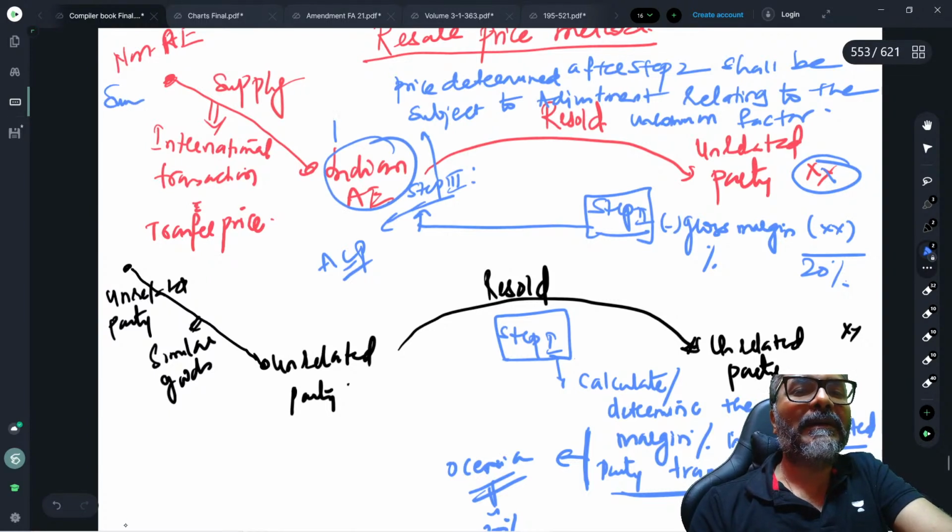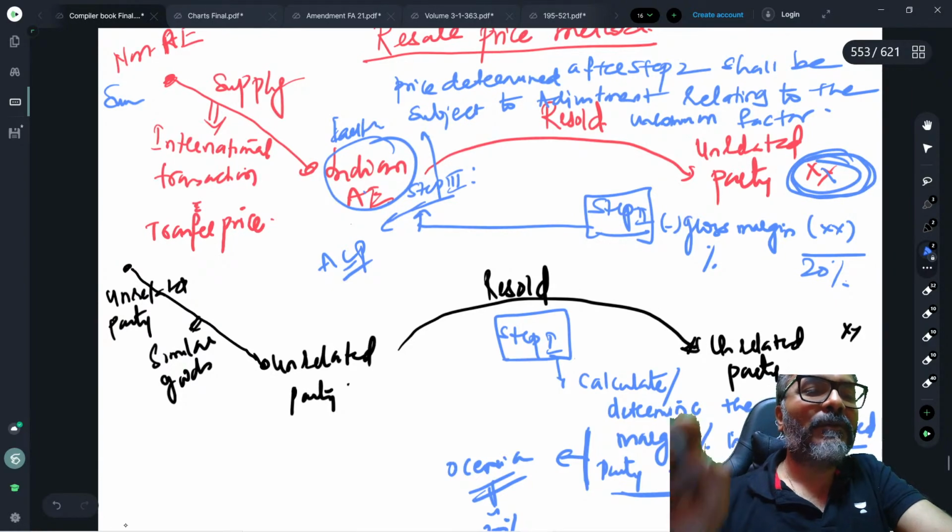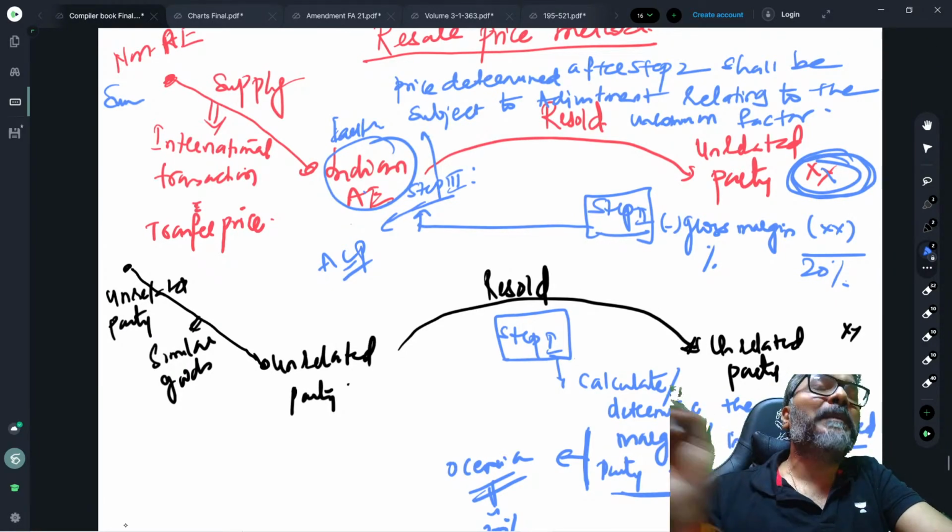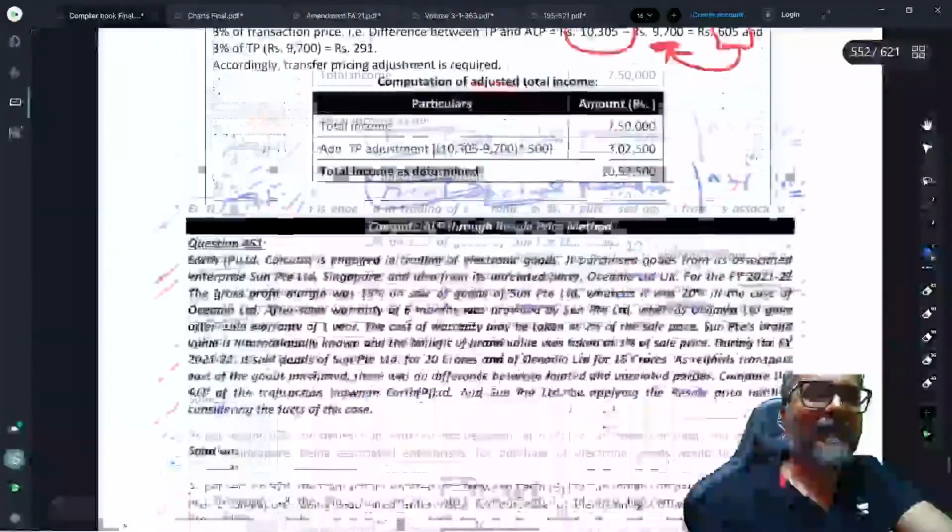So this is Sun, this is Earth. The goods purchased by Earth from Sun, the price at which they are resold, from that price you will reduce 20%. Let's have a look.